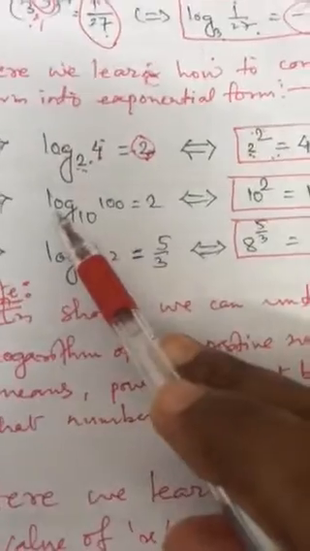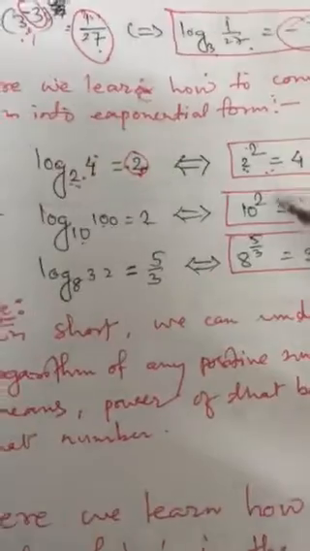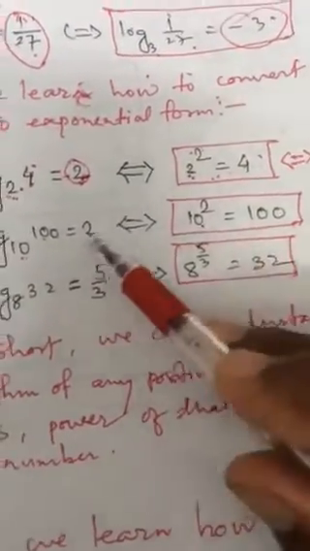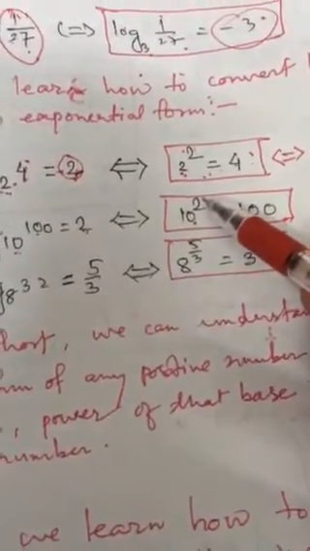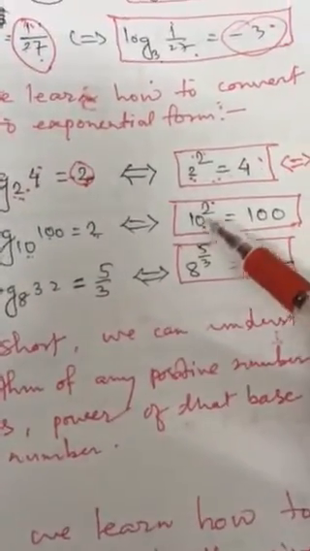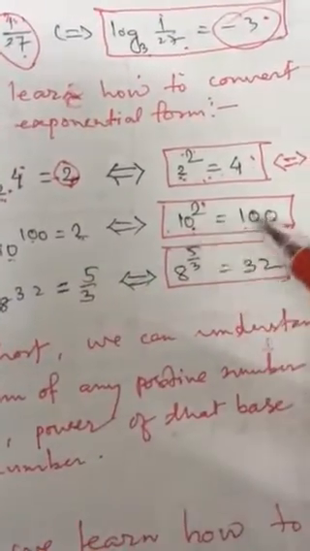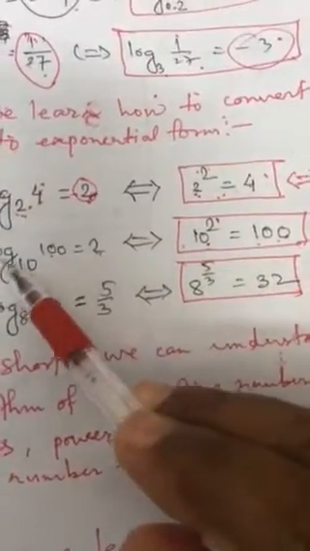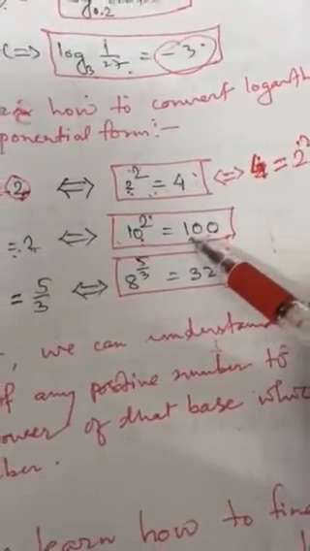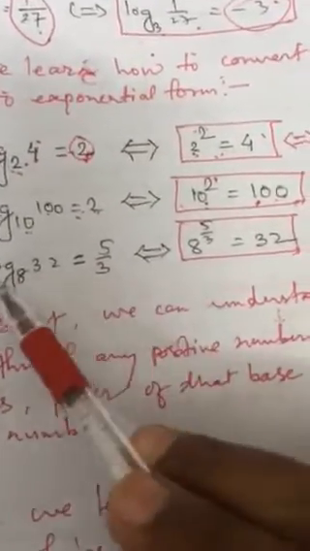Here you see, log of 100 to the base 10 is 2. It means base is 10. We always write the base down. This is the log. Log will be the exponent. Log and exponent are similar. So 10 to the power 2 equal to 100. This is called logarithmic form. This is called index form or index notation. Very simple thing, very simple.